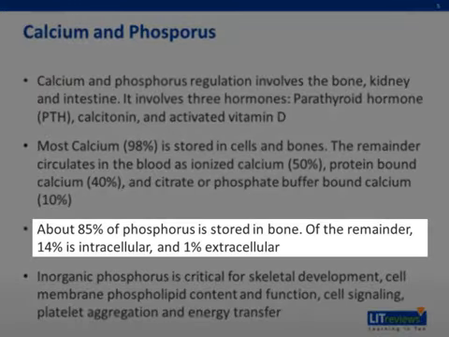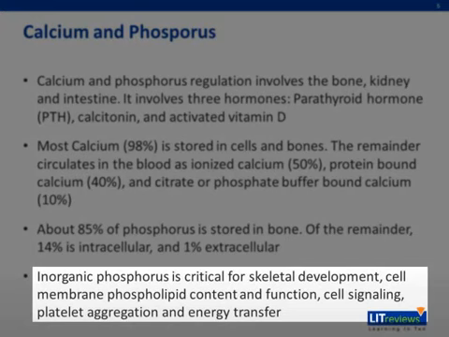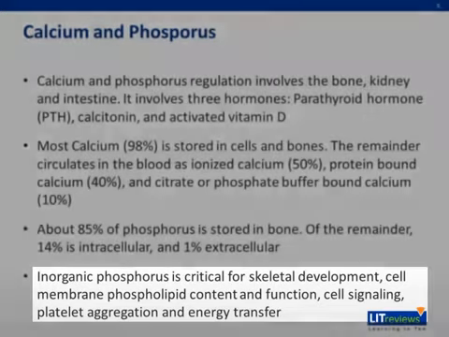Now, about 85% of phosphorus is stored in the bone, 14% is stored intracellularly, and only 1% is present extracellularly. Inorganic phosphorus plays a critical role in skeletal development, cell membrane integrity, and function as phospholipids. It is also critical in intracellular signaling, platelet aggregation, and energy transfers in the cells.